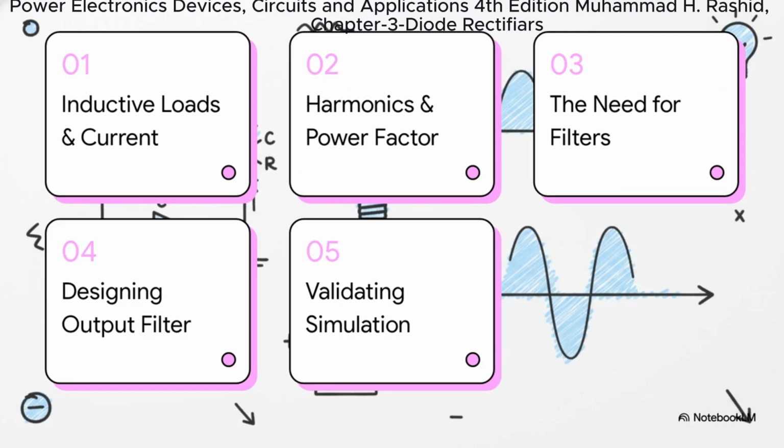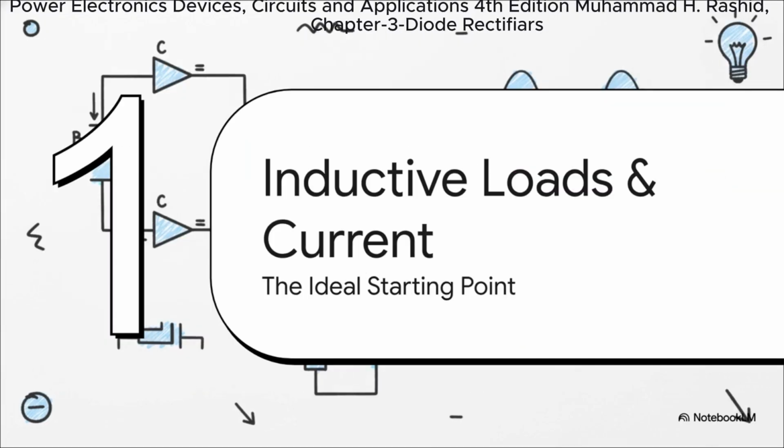So here's our game plan. First, we're going to start with a perfect, idealized circuit, just to get a handle on the basic physics. Then we'll peel back the layers and uncover all the hidden problems that ideal model creates. I'm talking about things like harmonics. After that, we'll design the fix using filters. And finally, the best part, we'll prove our design actually works using simulation. It's a full engineering story, from problem to proof. Okay, let's jump into step 1, understanding the ideal case.